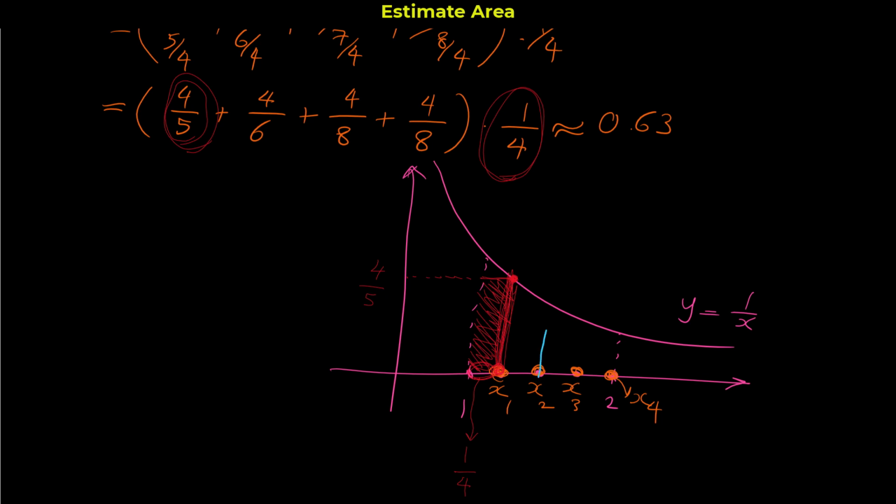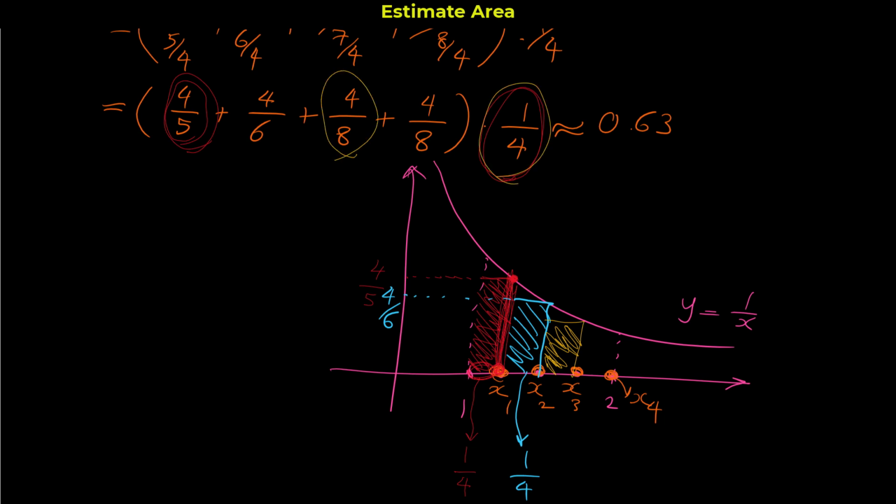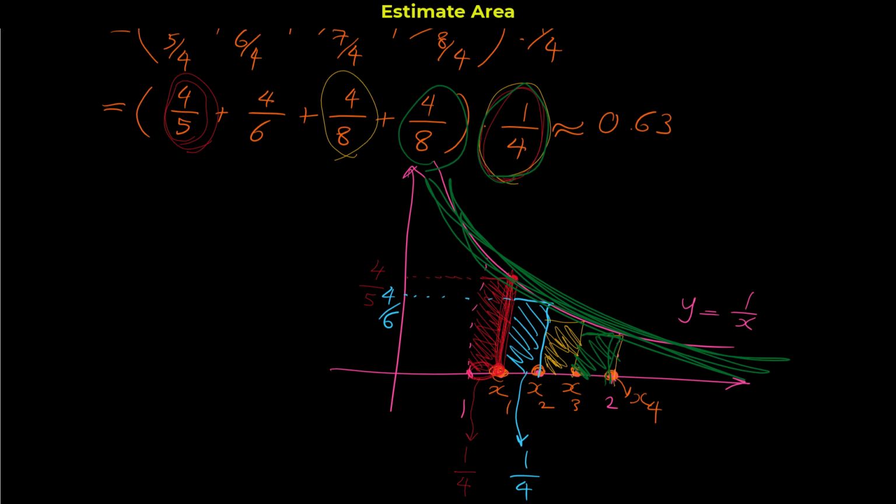Then we make another rectangle here. Again, the width is 1/4. The length is 4/6. After that, we make another rectangle here, which is 1/4 times 4/7. And finally, we make this rectangle here. We calculate the area, which is 1/4 times 4/8. By adding the areas of all of these rectangles, we have an estimate for the area. And of course, this area is underestimated because, attention, all of these rectangles are below the curve 1/x.